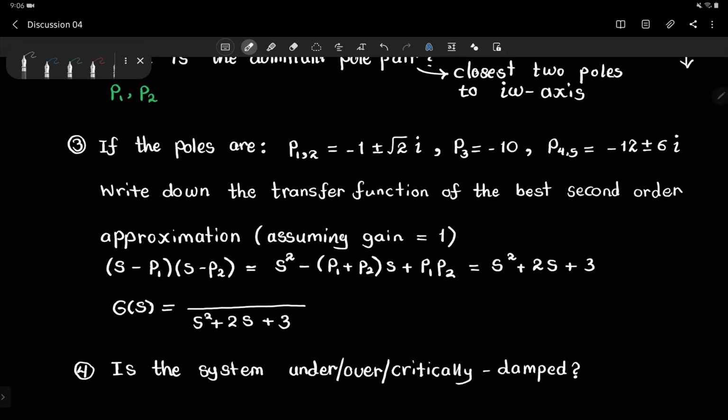Now we need to find the numerator, right? We recall that we said that we need the gain to be equal to 1. So what should the numerator be in order to have a gain of 1? Any ideas? If we put 1 here, what happens is that G(0) will be equal to 1 over 3, which is not equal to 1. So that means that we cannot have a 1 here. Instead, we should put 3. So if we put 3, then G(0) is equal to 3 divided by 3, which will be equal to 1. So we get that the gain is equal to 1.